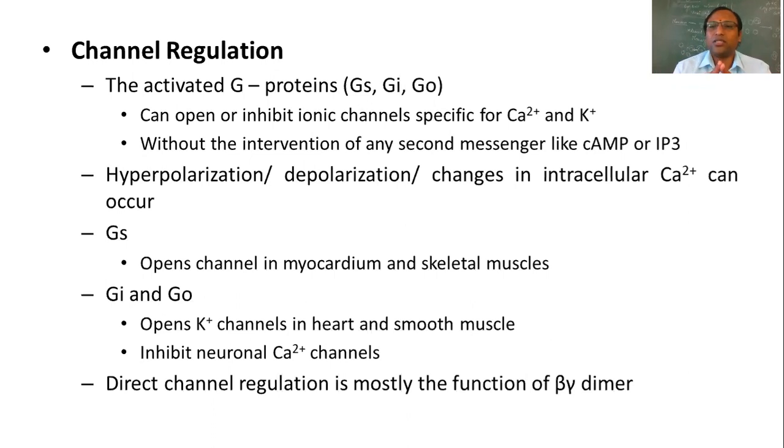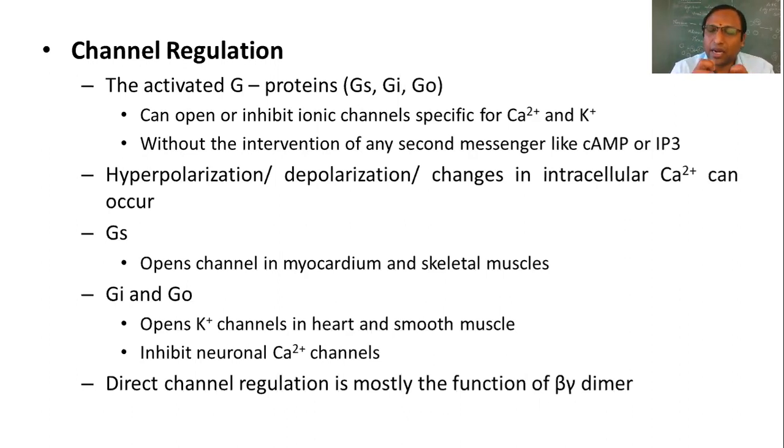Okay, so the activated G protein works by opening or inhibiting the ionic channel specific for Ca2+ and K+. Since the channel is getting inhibited, what will happen? The function will not take place. So either they can open up the channel or they can inhibit the channel.